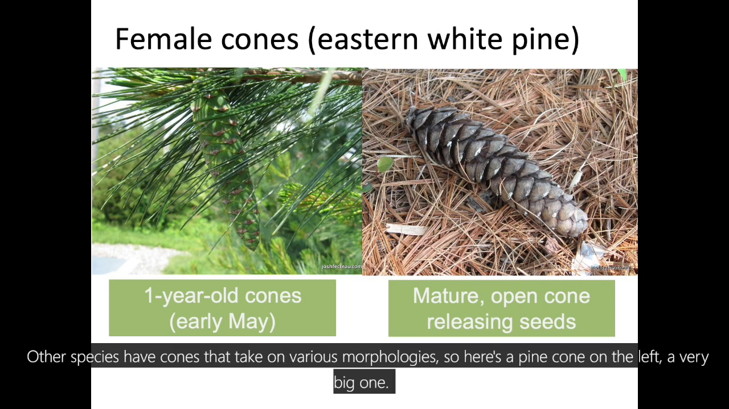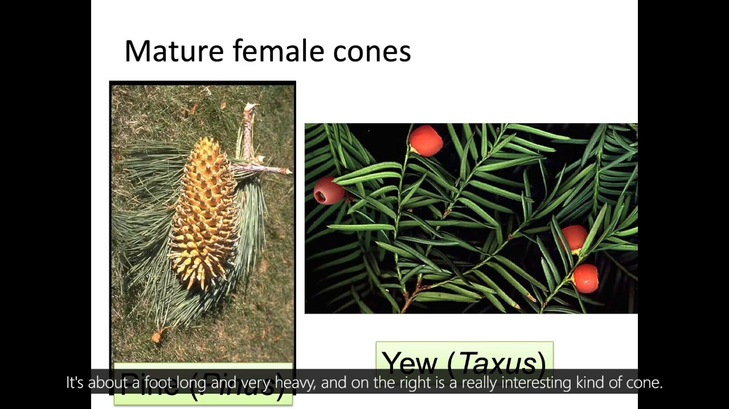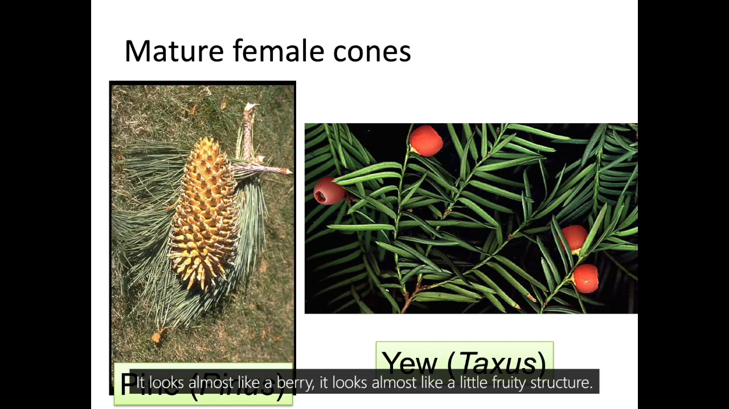Other species have cones that take on various morphologies. So here's a pine cone on the left, a very big one. It's about 1 foot long and very heavy. And on the right is a really interesting kind of cone. It looks almost like a berry. It looks almost like a little fruity structure.